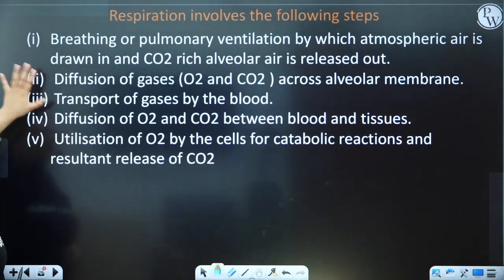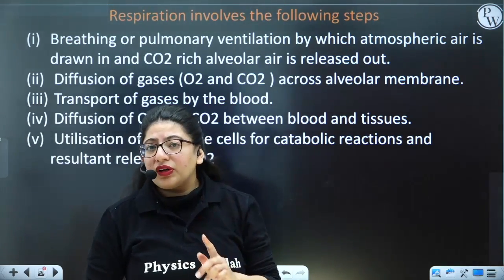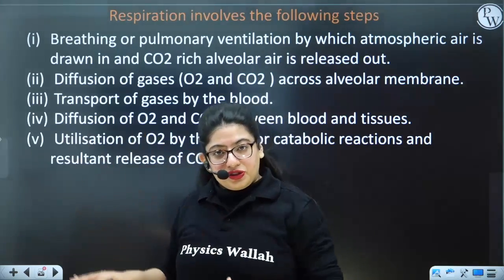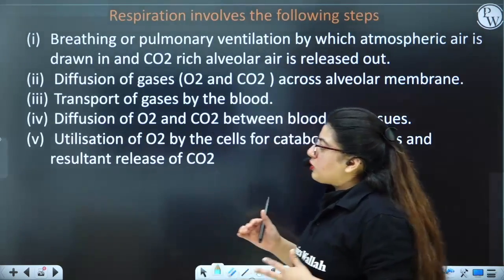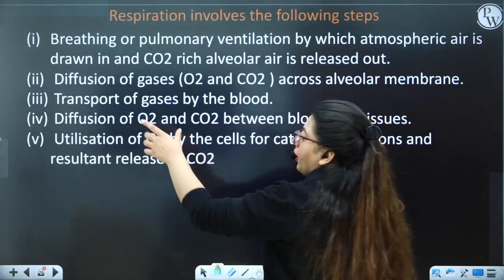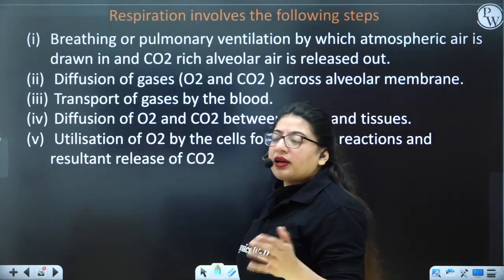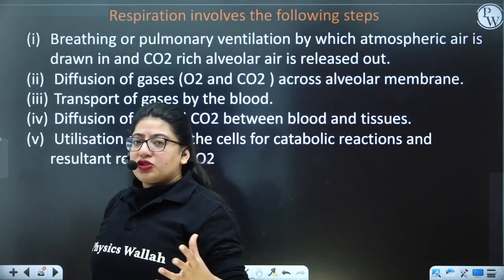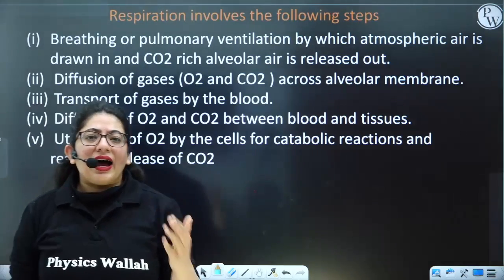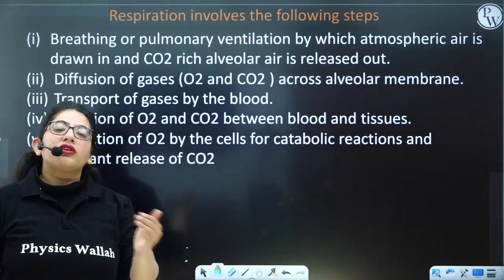Now what will happen? There will be transport of gases by the blood. So whatever oxygen is going to enter from the alveoli, it will now enter into your blood. From blood, it will be transported to your various tissues, right? So in the tissues, there is diffusion of O2 and CO2. The tissues are producing CO2 by combustion of glucose, right? The tissues have glucose, they are taking up the oxygen. Now the oxidation will take place and CO2 is produced. Now the CO2 will move back into the blood, and from the blood, the tissues are taking oxygen.